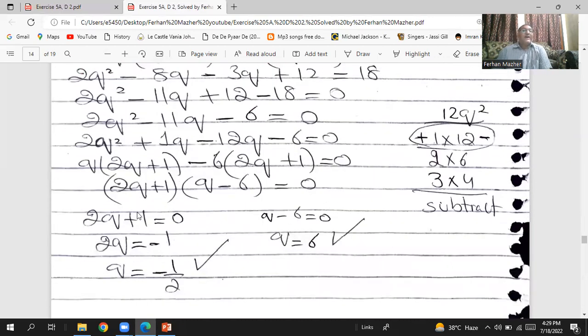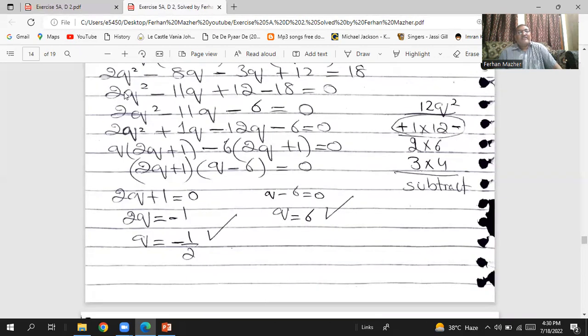So either the first bracket is 0 or the second bracket is 0. We will make them both equals to 0. So you will have 2q plus 1 equals to 0. So the 2q will be equals to minus 1 and the q will be equals to minus 1 by 2. In the same way, you will have q minus 6 equals to 0. So the q will be equals to 6. So this is how you will do this question. So the two solutions are minus 1 by 2 and 6.